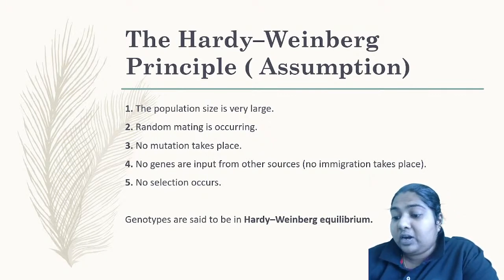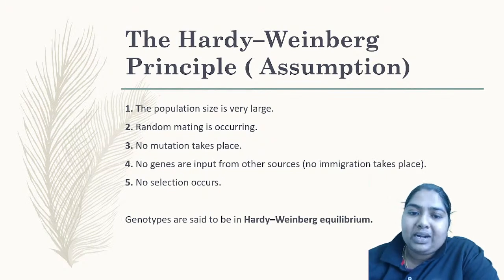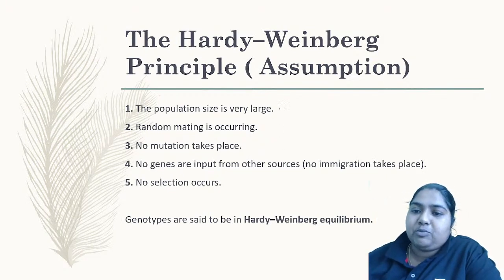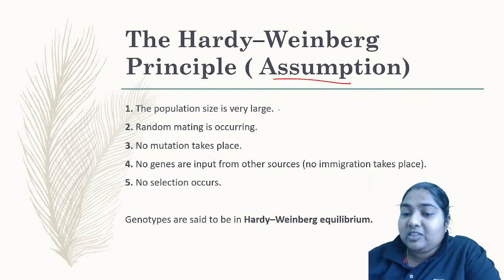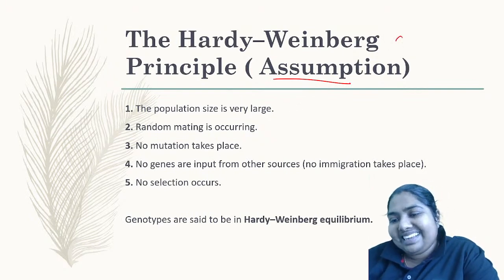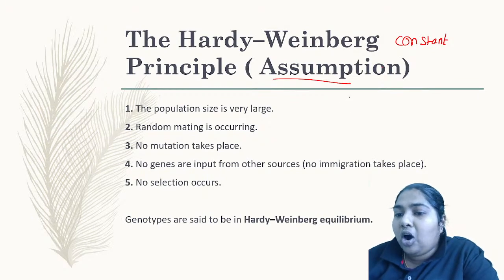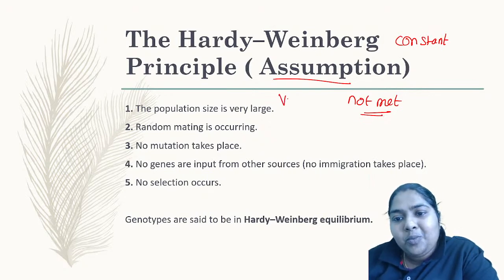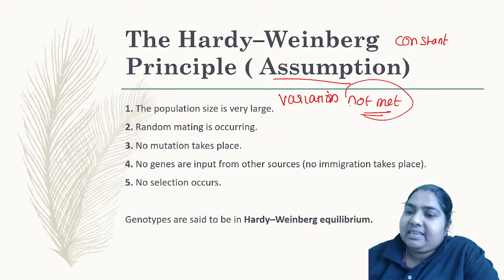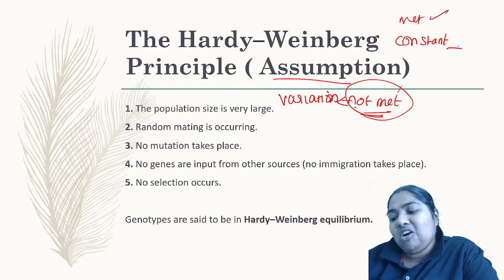The assumptions are pretty important. You have 5 major assumptions. Whenever these assumptions are followed, it is going to reach a constant. Whenever the assumptions are not met, it is going to lead to variation. Got it? When the assumptions are not met, it leads to variation; when they are met, it becomes a constant.